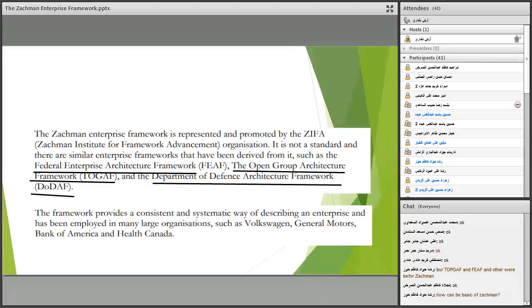No, they were not before Zachman. TOGAF and FEAF were not before Zachman. I don't know where you get these information from.